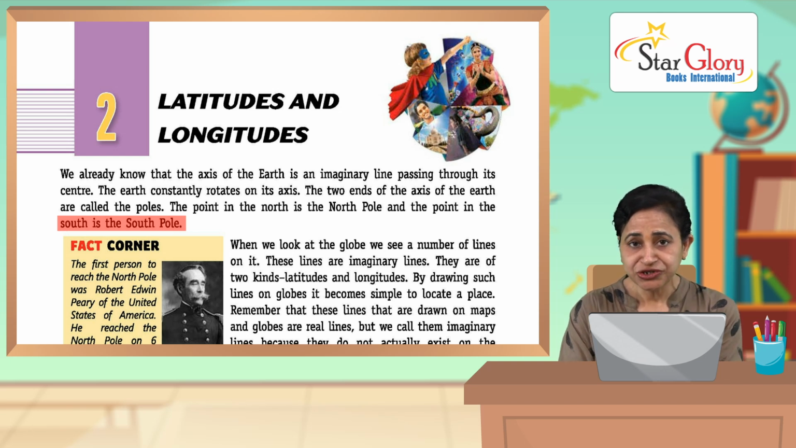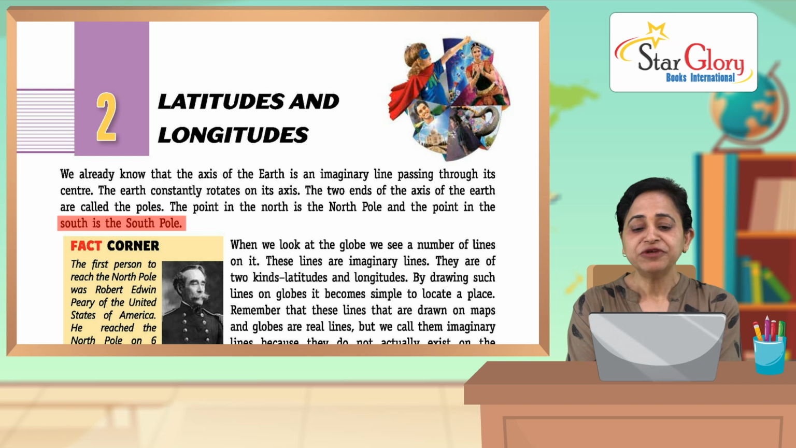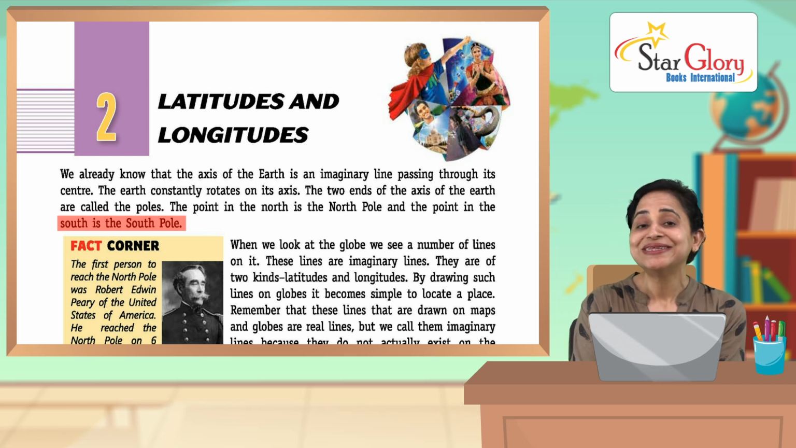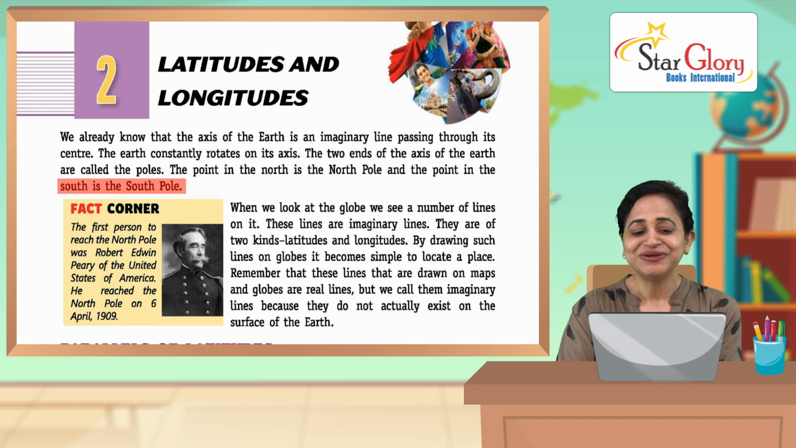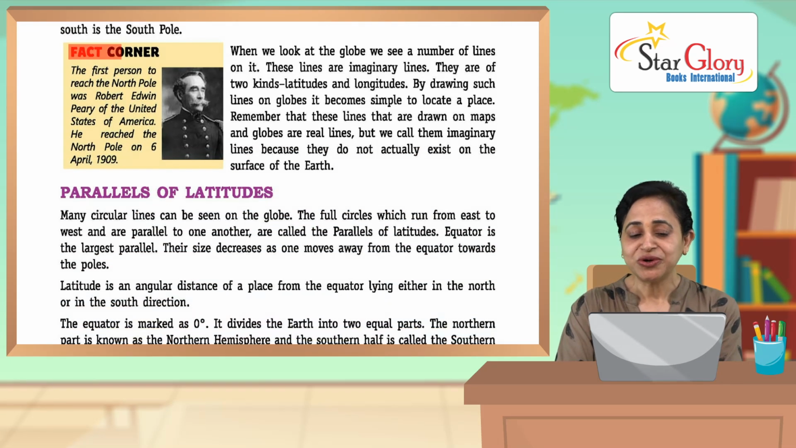एक अपना टेबल बना लीजिए जिसमें आप मेंशन कीजिए विच पोल इज नॉर्थ पोल, विच पोल इज साउथ पोल. ओके, मेक अ लिस्ट बच्चों सो दैट यू कैन रिवाइज. रिवाइज हो जाएगा ना आपको ऐसे. वेरी गुड. सो हैव अ लुक ऑन फैक्ट कॉर्नर.